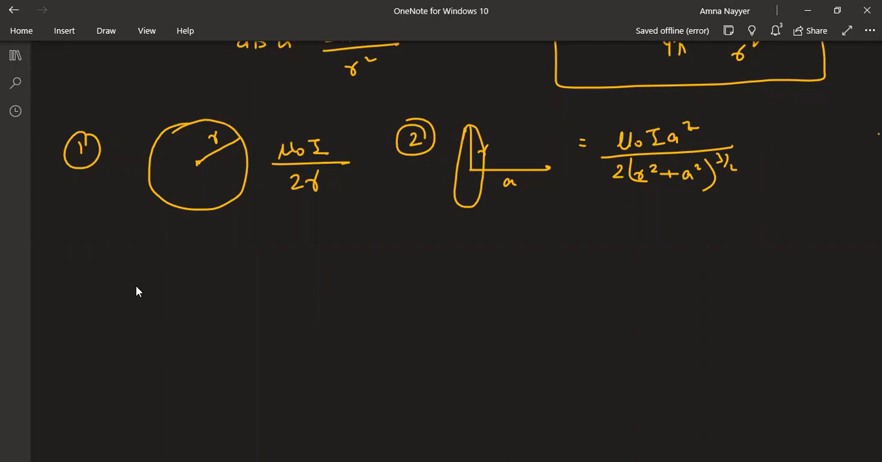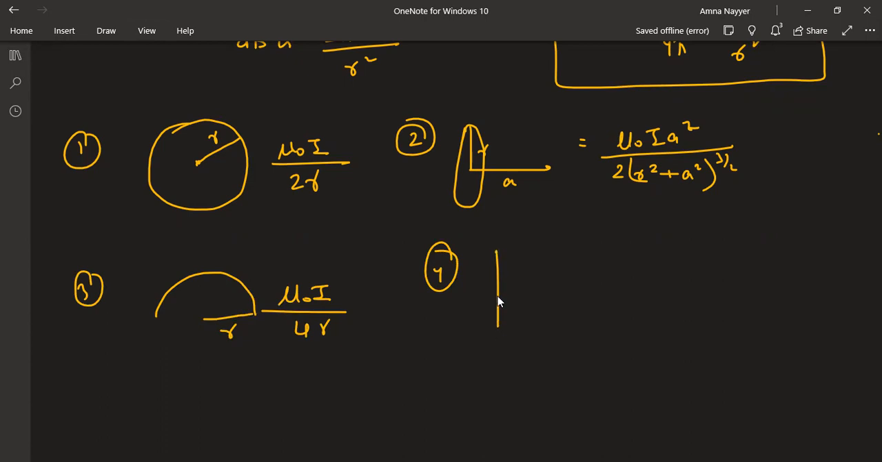Apart from this coil, no need to remember the semicircular one. A semicircular coil will be exactly half of it, mu naught I by 4r. Then you can remember it for an infinitely long straight wire. This will be mu naught I by 4 pi a. This is the basic which you have to remember. Fine, note it down. Note down just this part, not the law. Then we'll practice some questions.